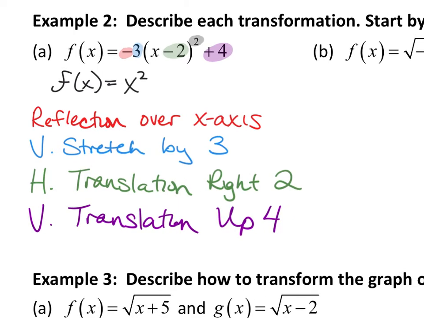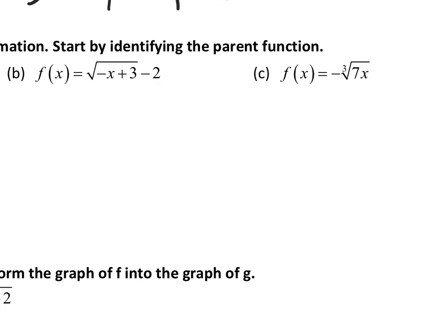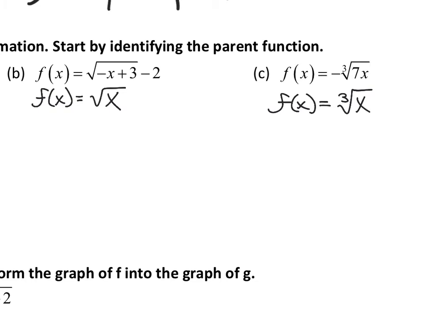Let's try the next couple examples here. For letters B and C, they both have the same parent function. Their parent function is, oh, that's a lie. They don't both have the same parent function, my bad. The parent function for B is the square root of x, and the parent function for C is the power function, cube root of x. Sorry, I missed a 3.